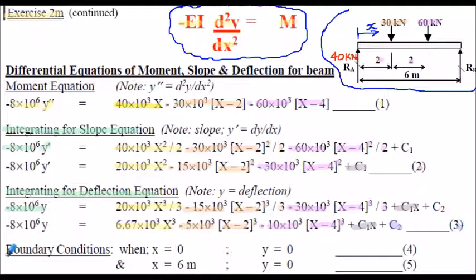Let's consider the boundary conditions now. Where do we know a deflection or a slope along the beam? Well, we know when x is equal to 0, that's at end A here, there will be no deflection because we're on a support, so I've called that equation 4. And when x is equal to 6 meters, that's the other end of the beam, our B, again there'll be no deflection. We do not know in this case the slope at any point on the beam because the load is unsymmetrical here.